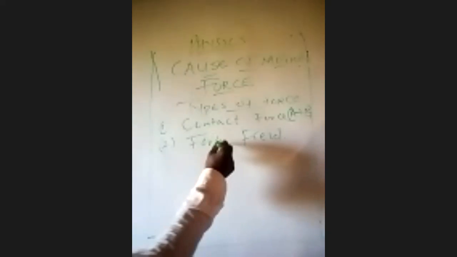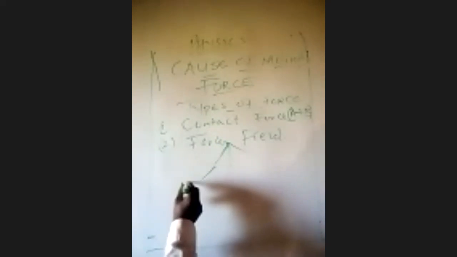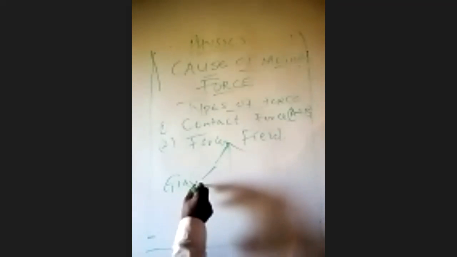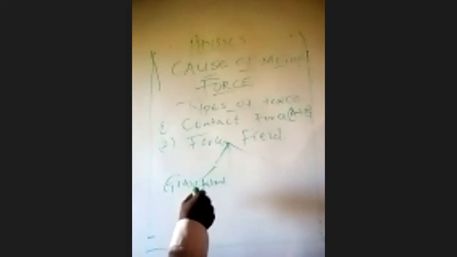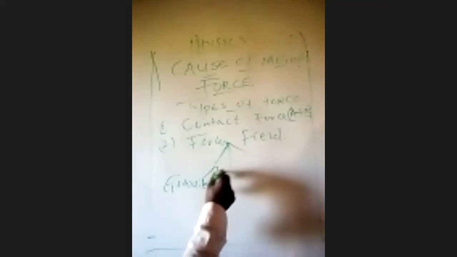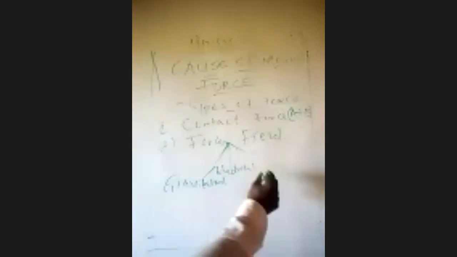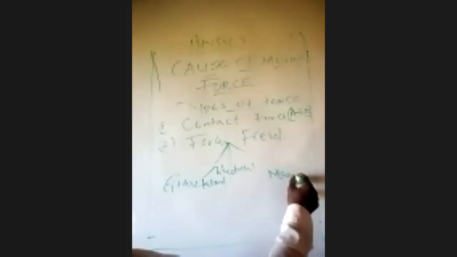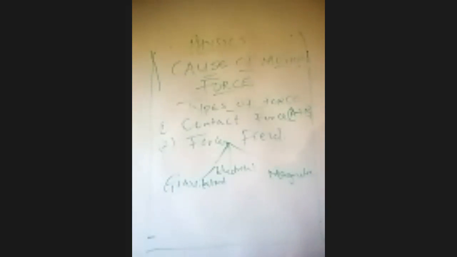So the force field is grouped into three. We have gravitational force, we have electrical force, and we have magnetic force. These are under the force field.